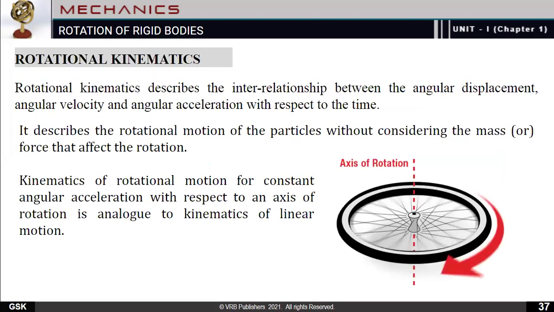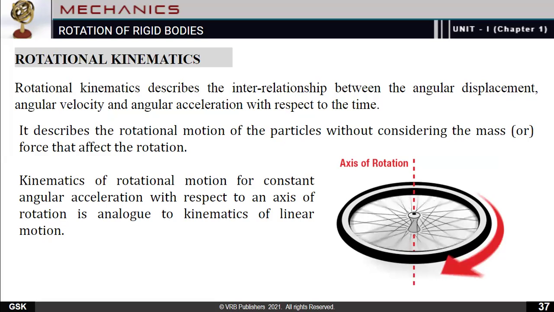Next one, coming to the rotational kinematics. After all the types of motion and rotating bodies, we have to move to rotational kinematics. That is, it describes the interrelationship between the angular displacement theta, angular velocity omega, and angular acceleration alpha, with respect to time. It describes the rotational motion of the particle without considering the mass or force that affects the rotation.